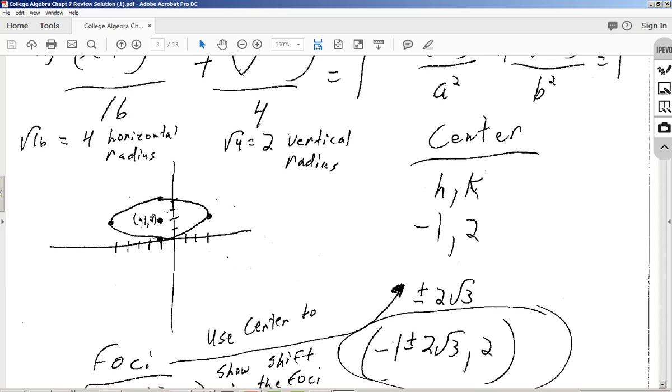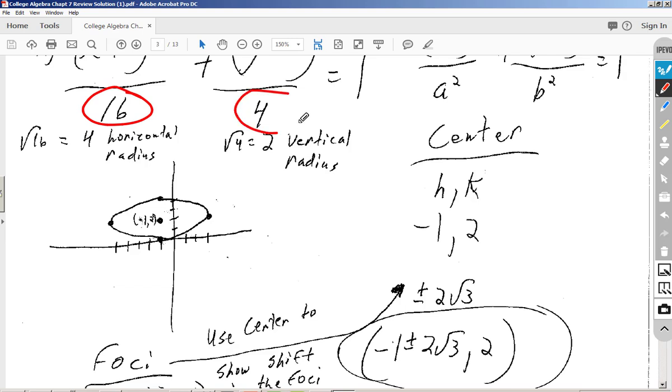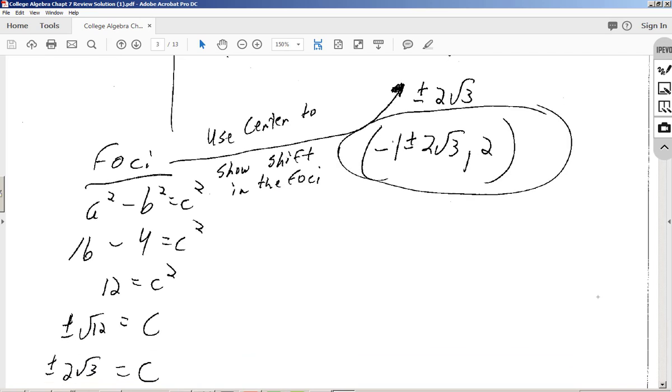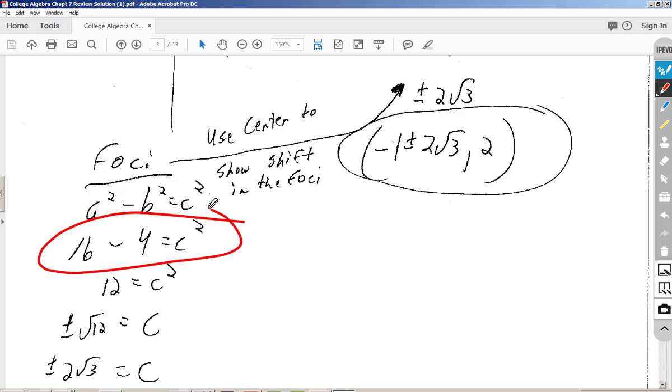So again, here is my a squared, which would be 16. Here's my b squared, which is 4. I go ahead and substitute those into that equation. So here's 16 minus 4, all equals c squared. So I put it in as 16 and 4 because that's already the radius squared. So 16 minus 4 is going to be 12 equals c squared.